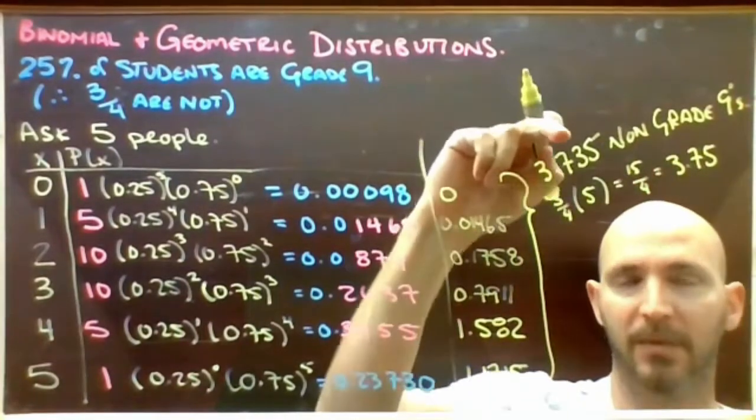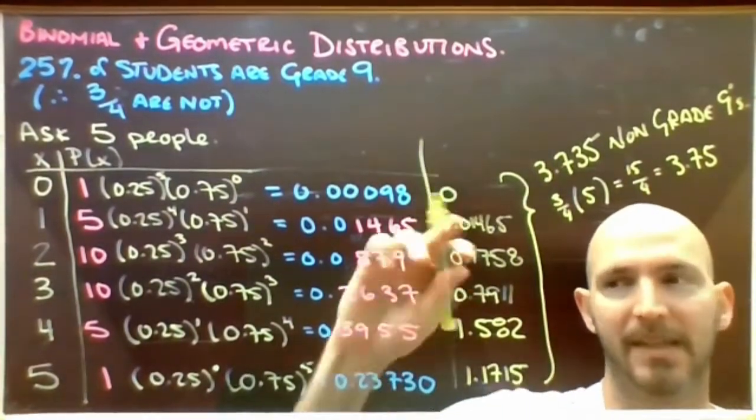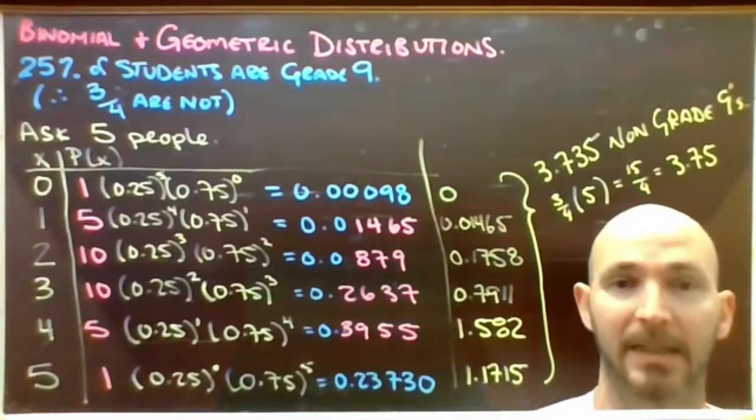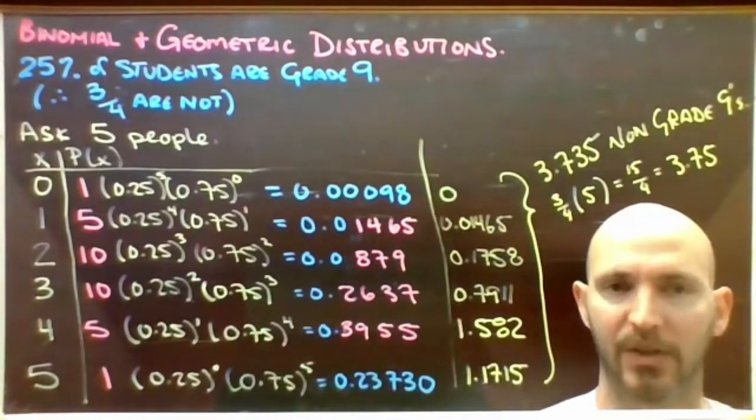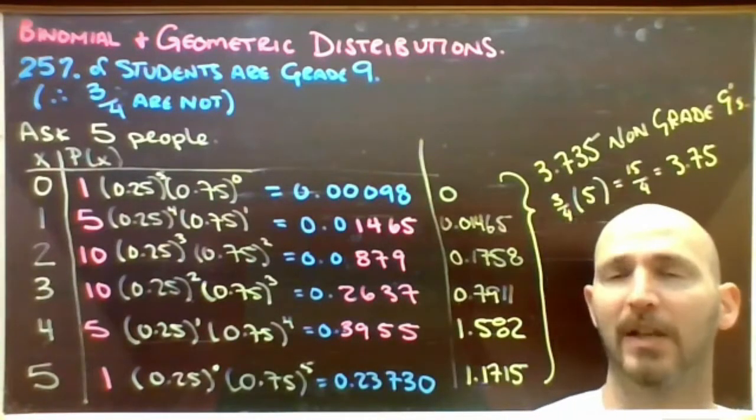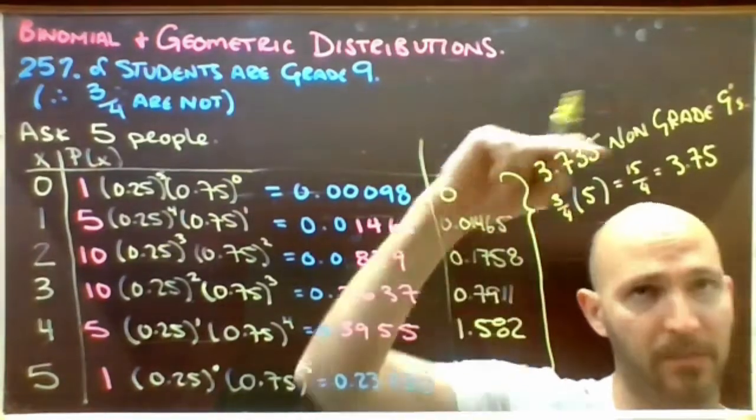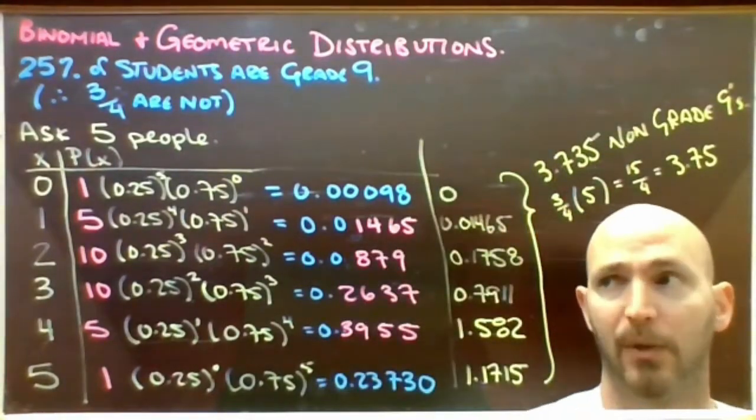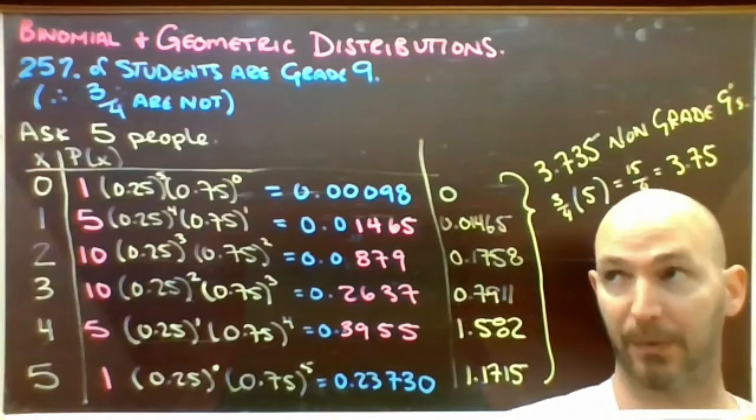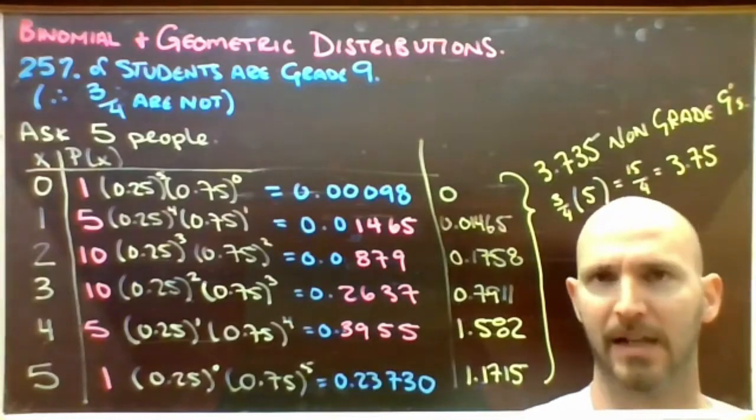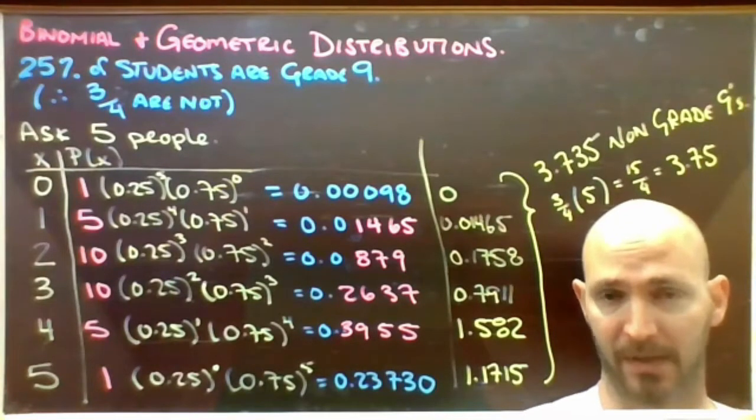So I have a little bit of a rounding error here, but instead of doing all of that work to get the expectation value, I could have just used multiplication and realized that 3/4 of 5 people is 3.75. So if you ask 5 people and 3/4 of them should not be in grade 9, I would expect 3.75 of them to not be in grade 9.